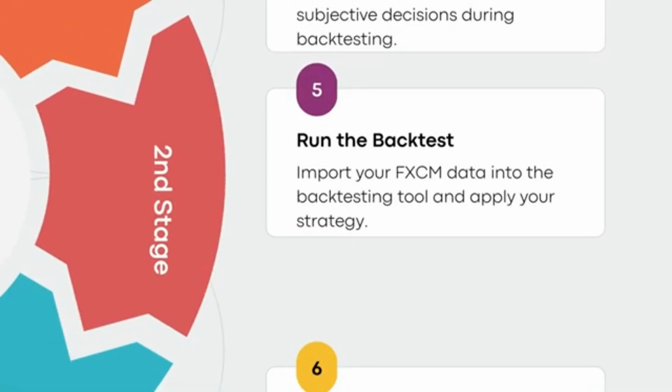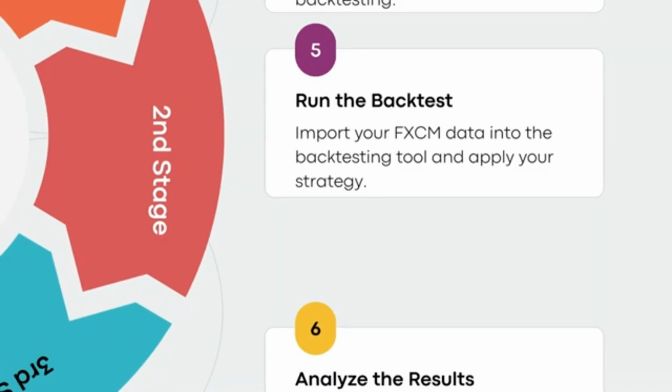Step 5. Run the backtest. Import your FXCM data into the backtesting tool and apply your strategy. The software will simulate trades based on historical conditions. Pay attention to metrics like profit factor, win rate, maximum drawdown, and Sharpe ratio.